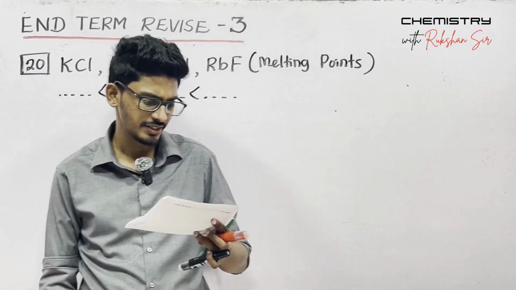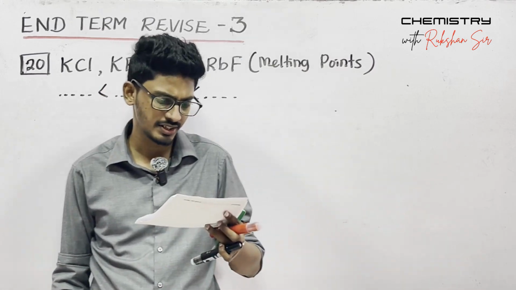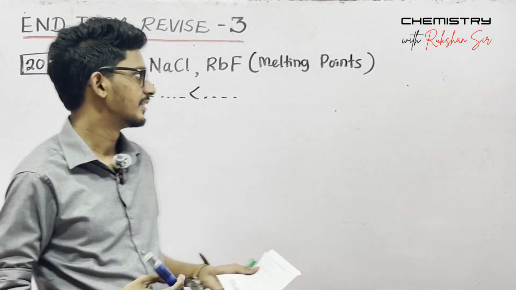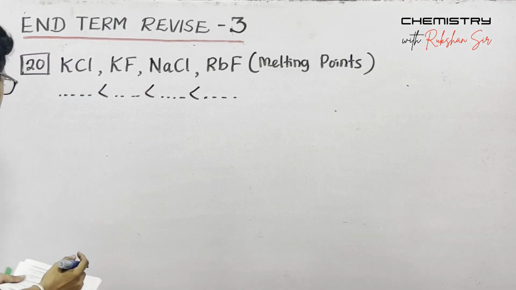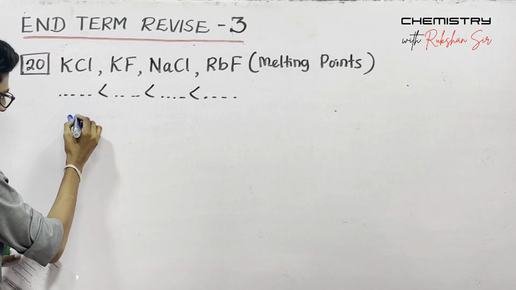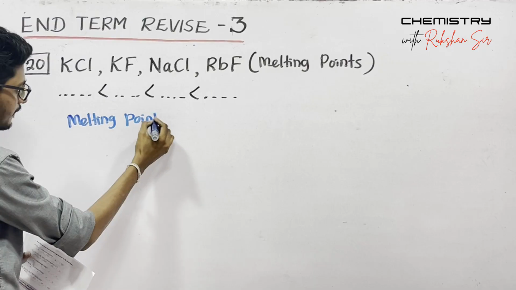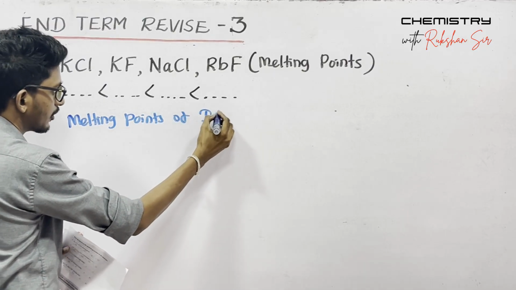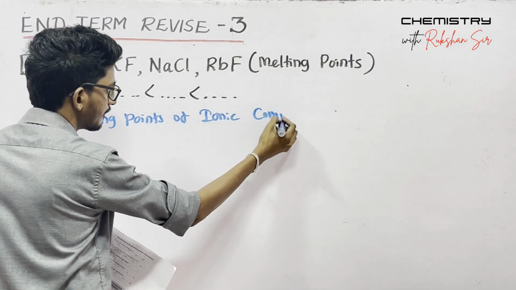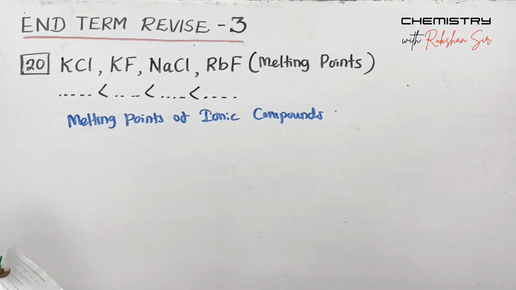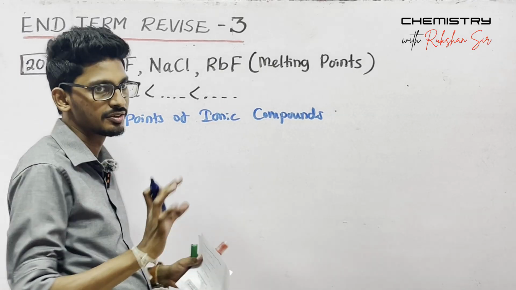Right. This is regarding question number 20, right? This is regarding the melting points of ionic compounds. Let's see what matters. This is about the melting points of ionic compounds. So when it comes to ionic compounds, melting points will be decided by the ionic bonding strength.